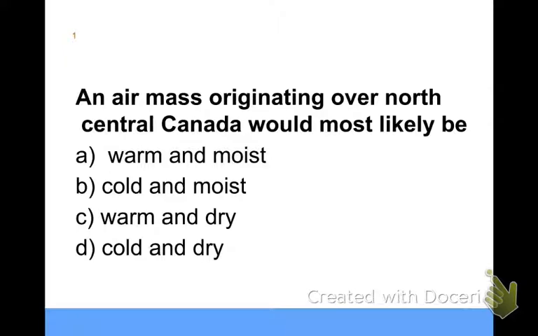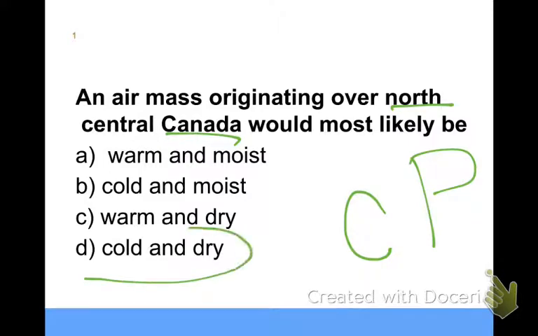So an air mass originating over north central Canada. We know north is going to be colder, so you would give that the initial P for polar. And Canada is land, so that's going to be dry, so that would be a C. So it's a CP air mass, and we know that a CP air mass is a cold, dry air mass, which is why number 1 was D.